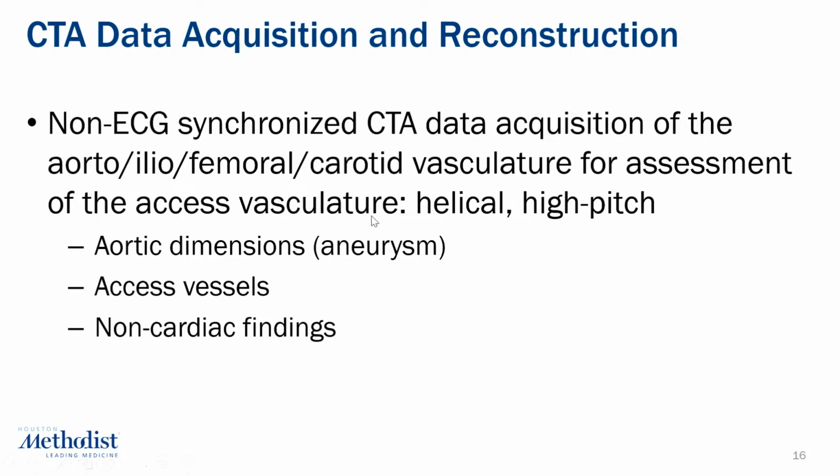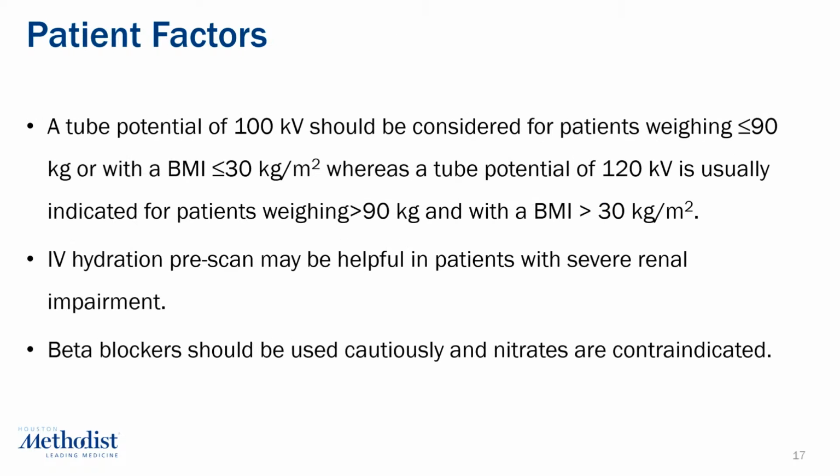So you can look for aortic dimensions, you can assess the access vessels, including the iliacs, the femorals, and the carotids in some cases. And then because we have so many organs that are covered by that scan range, you can look for non-cardiac findings as well. That may be very relevant.